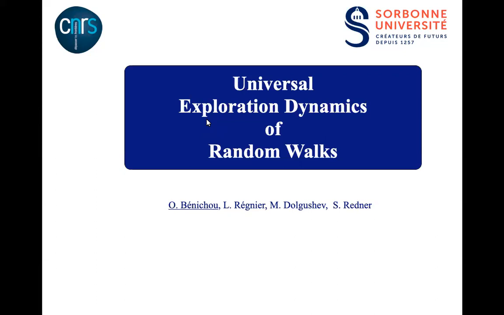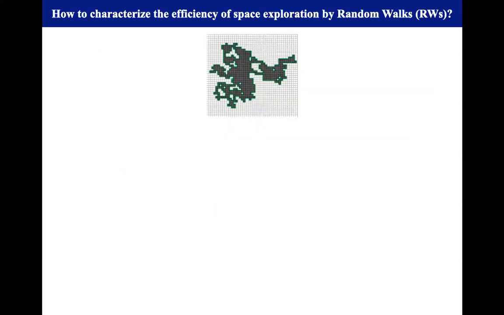So the type of questions we've been interested in is the following: how to characterize the efficiency of space exploration by random walks. This is, of course, a very general question, but it is usually quantified by the number of distinct sites visited after t steps, which is also called the range of the random walk. In this example, you have a 2D simple random walk, and the range is simply the number of black visited sites at time t.